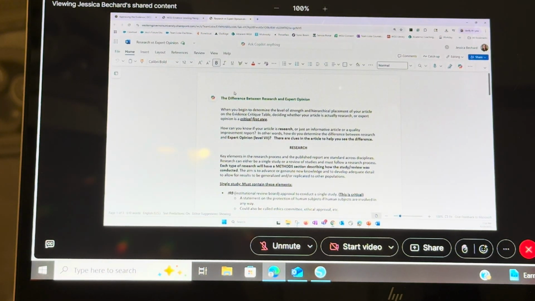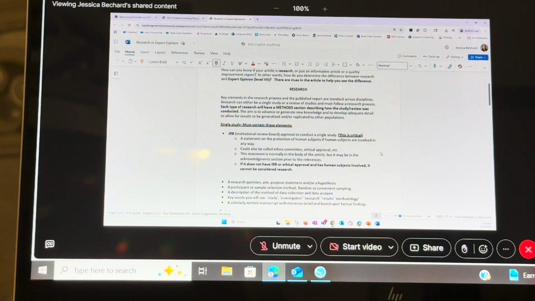Okay? So if we read the difference between research and expert opinion, research has some criteria that it has to meet in order for it to be considered research. So typically, if it's a single study, and a single study means that they are using participants, or human subjects, or they're using data from human subjects within the paper, then typically that single study has to have institutional review board or IRB approval. Okay. If it does not have IRB approval, then it's probably not research. Okay. And they will usually always put that in somewhere in your paper.